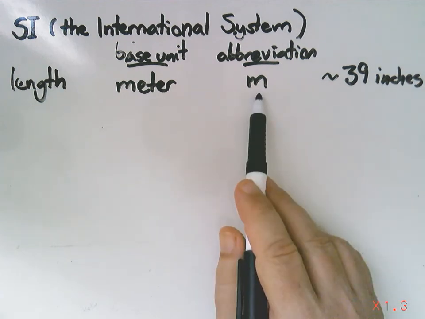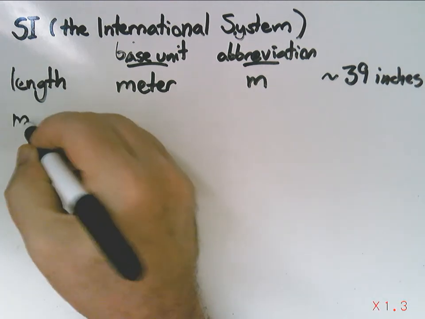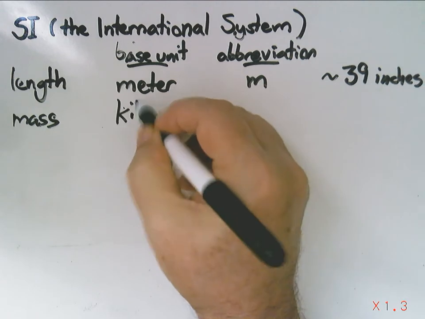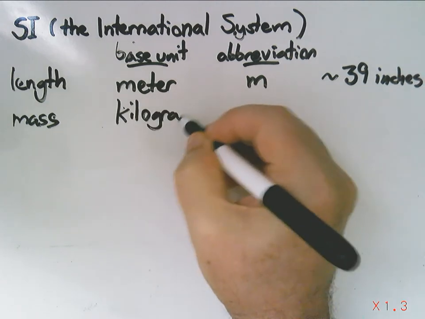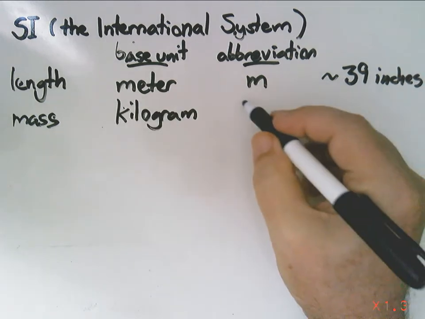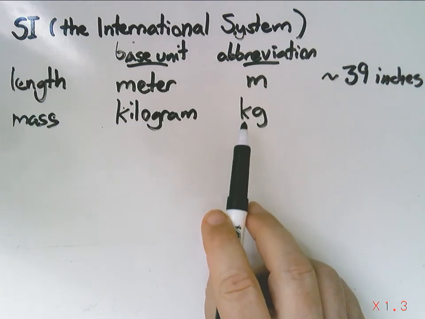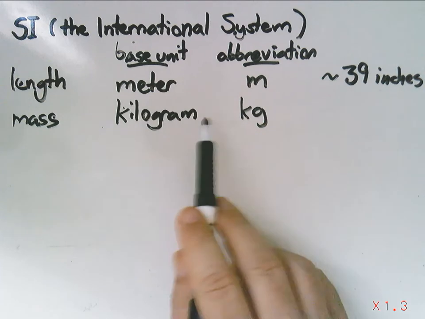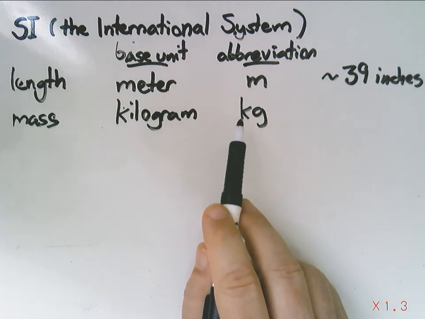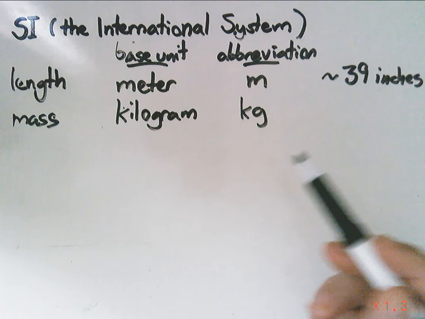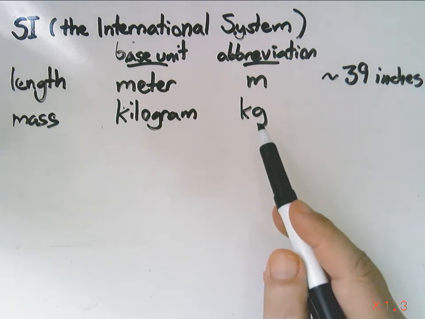All right. So what about mass? The base unit is a kilogram. And its symbol is kg. Now, this is the only base unit that has a little prefix on it, a kilo. The kilogram, the kilo means 1,000. So this would mean 1,000 grams. A gram is a G. A gram is a small unit.